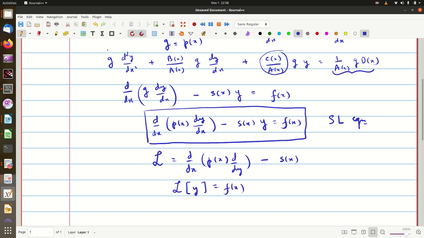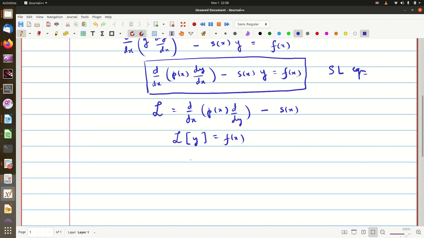That is the operator. And if we were to choose s of x to be some s naught of x minus lambda times r naught of x, then it typically gives you an eigenvalue problem. In that case, we will be substituting minus s naught of x plus lambda times r naught of x equal to f of x. That's a kind of problem which we generally come across in physics. So this is the kind of equation that we would like to solve, that is, L of y, where L is this Sturm-Liouville operator, equal to f of x. This is a non-homogeneous differential equation.